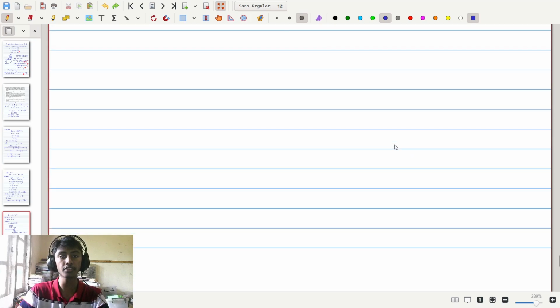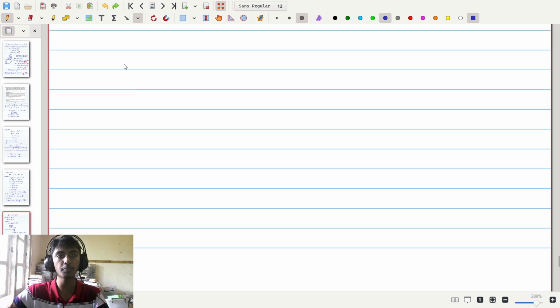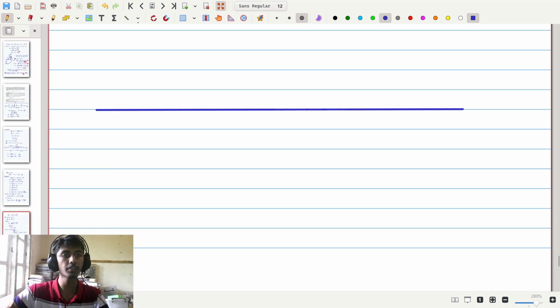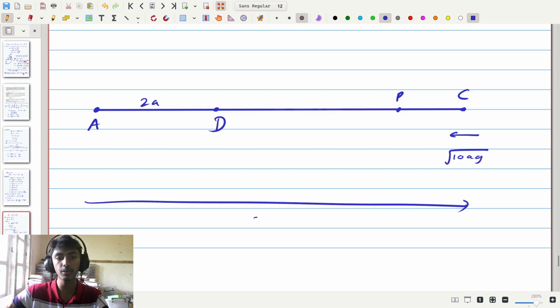So if we go down and consider that, we can start here where there's a little bit of space. If we start with this space and draw the diagram, we have a line of motion. On one side of the line we have the point A over here. Somewhere over here we have the point D, where AD is equal to 2a, and then we have some point here where the particle P is at. We have the initial point C. At point C we had a velocity of the square root of 10ag, and the distance AC is equal to 6a.